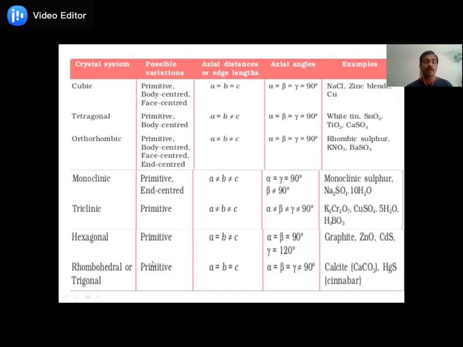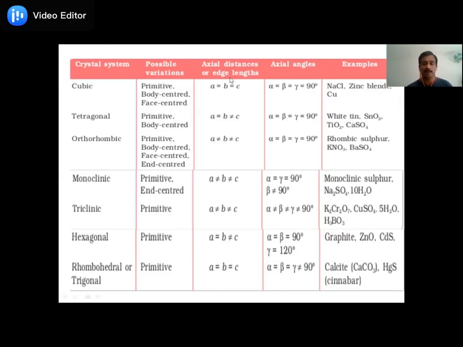The last one, rhombohedral. A equal to B equal to C. Alpha equal to beta equal to gamma, but not equal to 90 degrees. Calcium carbonate, calcite, is an example of that.